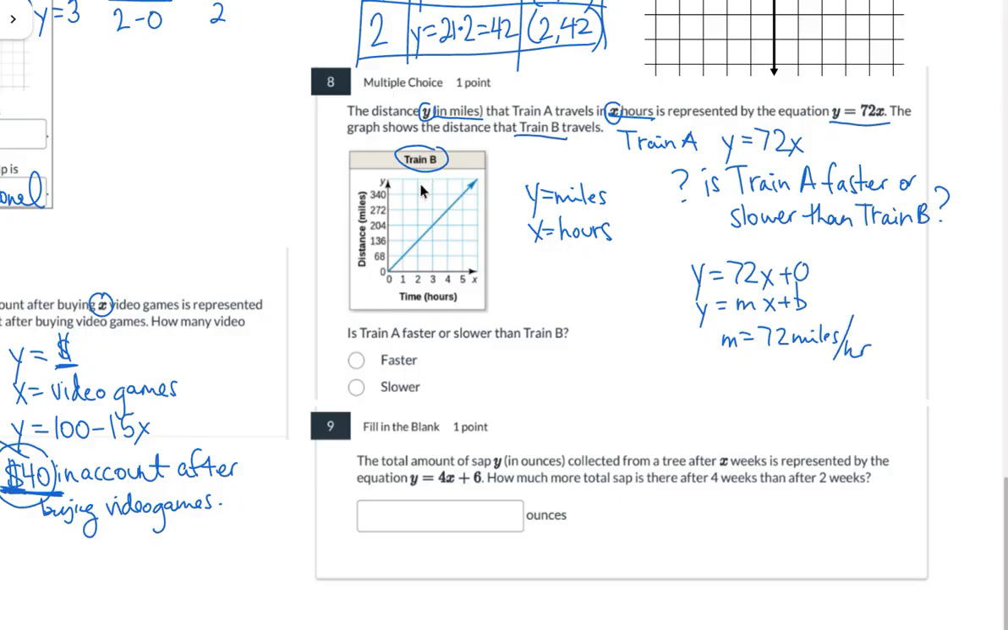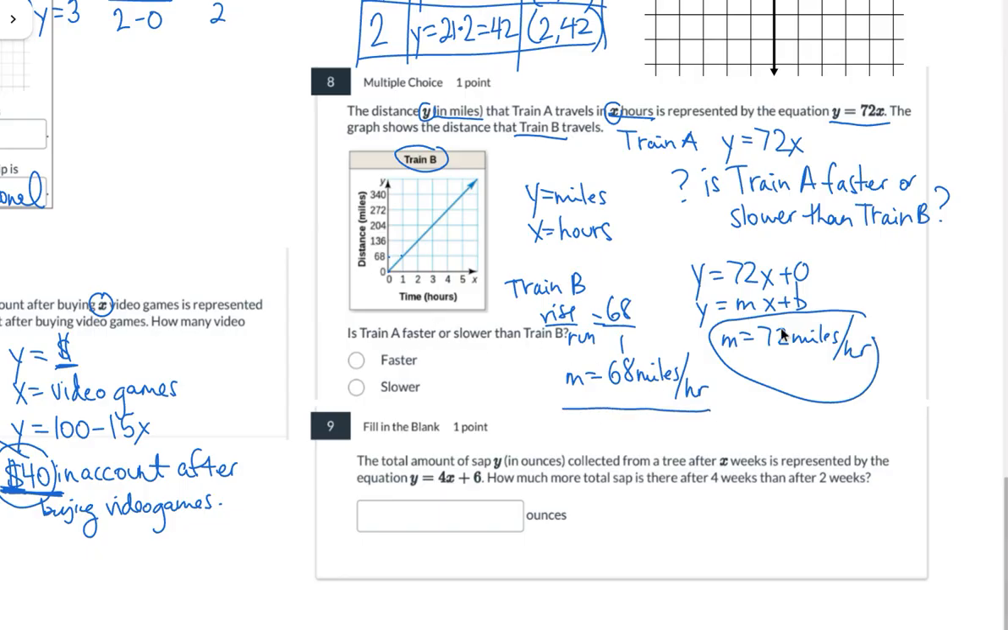Now, when I come over here, I need to find out what is the slope of train B. In order to find the slope, I can simply count it. So I'm just going to go up and I'm going to go over. For train B, rise over run was 68 over 1, which means the slope for train B was 68 miles per hour. Then I compare the two, because the question is, is train A faster or slower than train B? Well, 72 is bigger than 68, which means that train A is faster than train B.